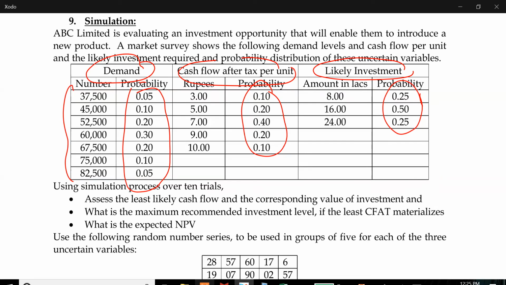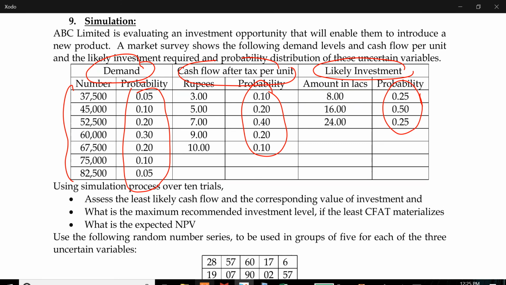I can do a weighted average of demand, I can do a weighted average of CFAT, I can do a weighted average of investment. That is what we have been doing till now. In simulation, you will do an experimentation, and based on experimentation, you get to know where you are going to end up. Simulation is a separate area altogether for the old syllabus of costing. It's not there in the new syllabus, but it's in the old syllabus of costing. You have simulation as a separate area altogether.